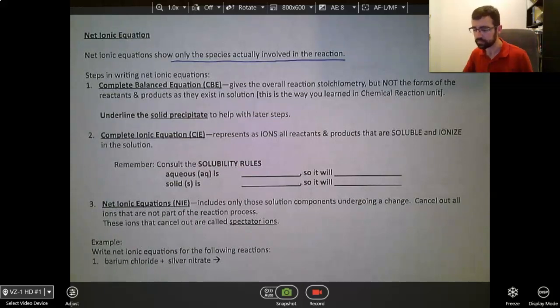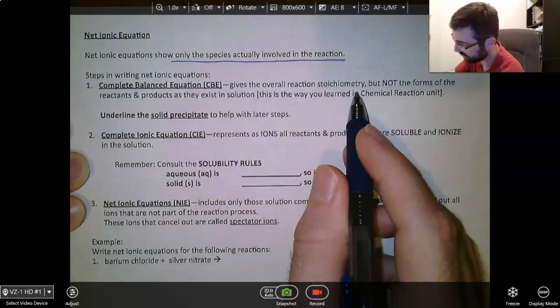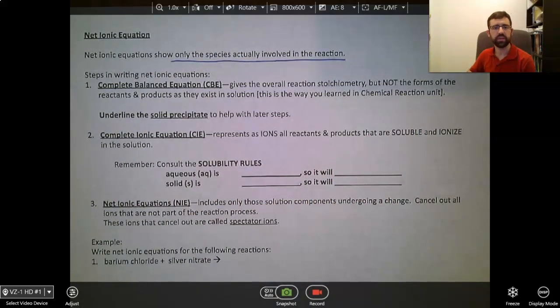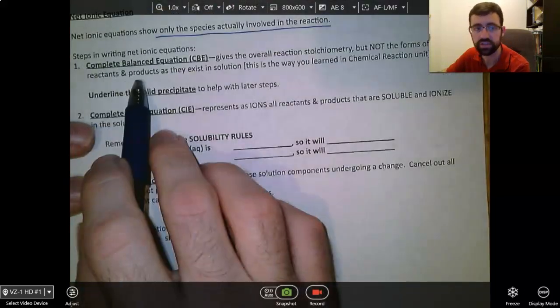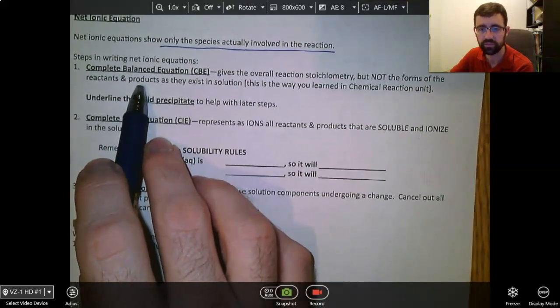The steps in writing the net ionic equations are, first we need to write a complete balanced equation. It gives you the overall reaction stoichiometry, but not the forms of the reactants and products as they exist in the solution. It doesn't include the states of matter, breaking it apart into their ions, so we're not showing dissociation. This is just simply the way you learned to balance equations in the beginning of the chemical reactions unit.